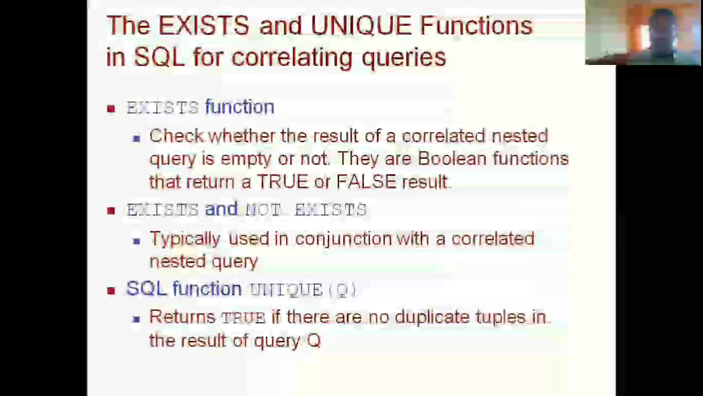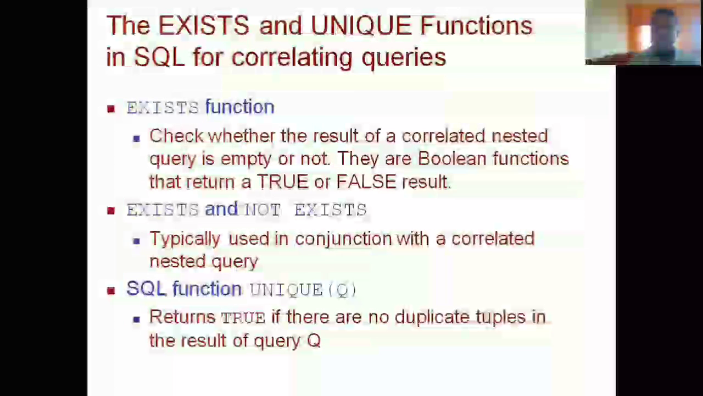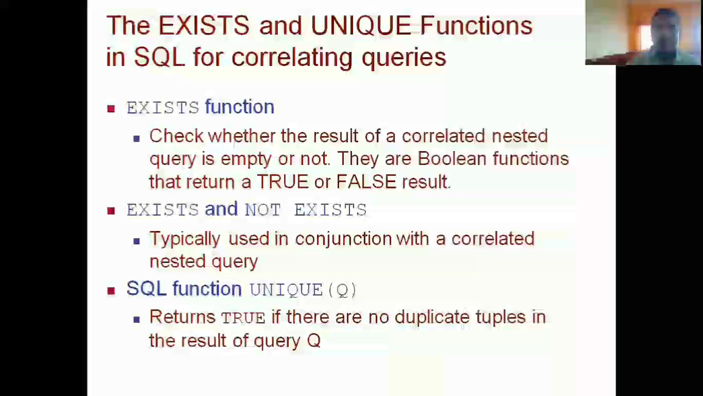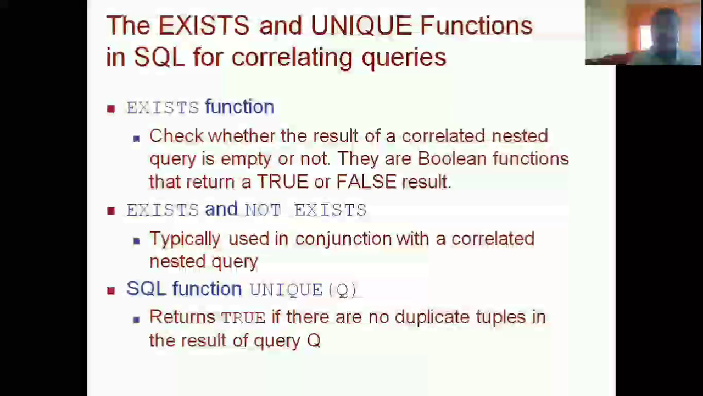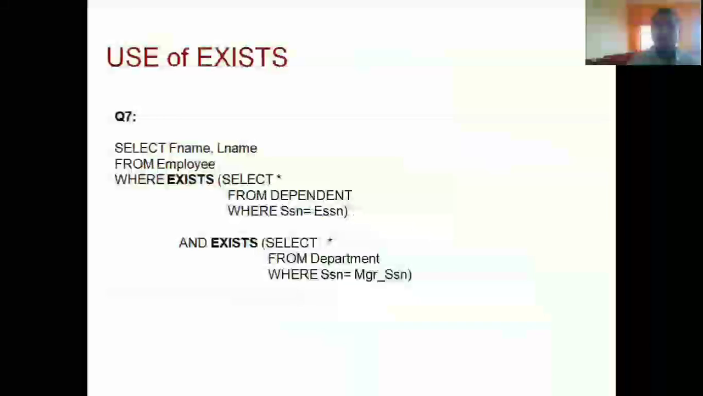Okay, identify. They are the Boolean functions we are applying, like true and false conditions, or a true or false result. And EXISTS and NOT EXISTS mean applying or not applying. We typically use this in conjunction with correlated nested queries. The SQL function UNIQUE is written true if it is a yes.